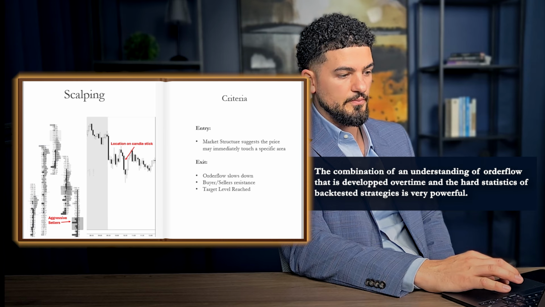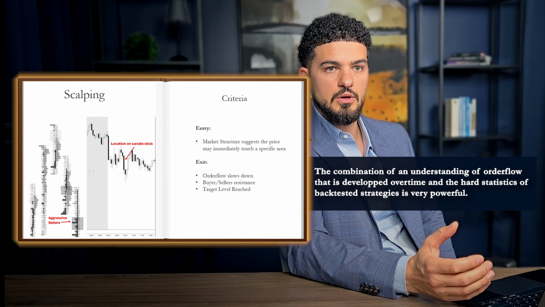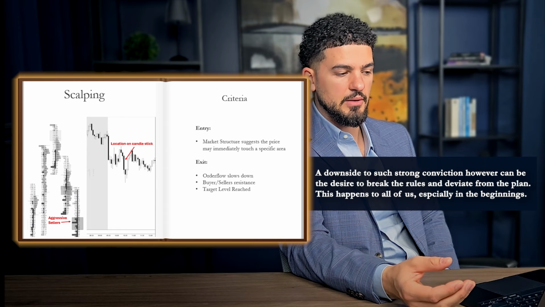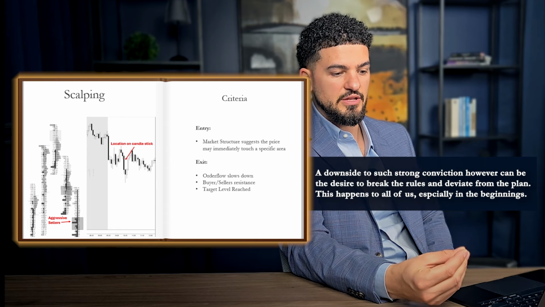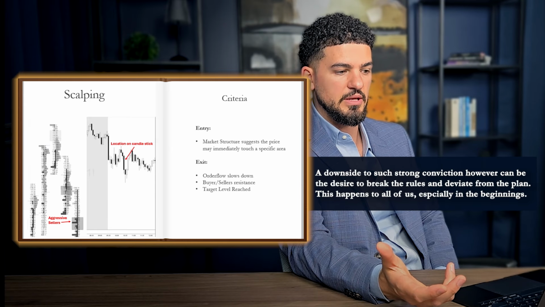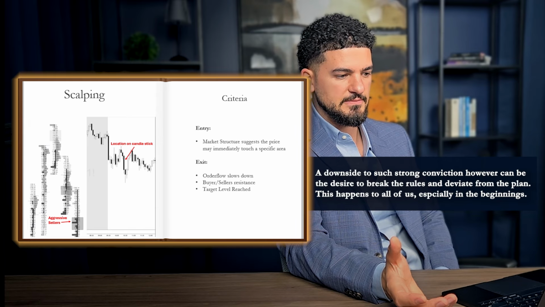Order flow. So order flow would suggest the price may immediately touch a specific area. Order flow, the behavior, the movement, the speed of the tape, the delta and the volume, of course, can suggest that a scalp may be good to take. Exits are very similar to the other strategies in play.